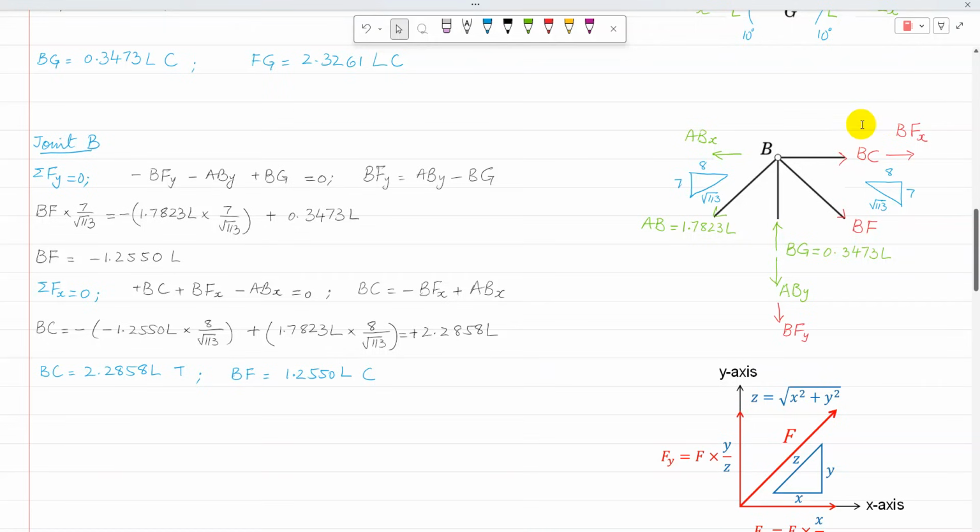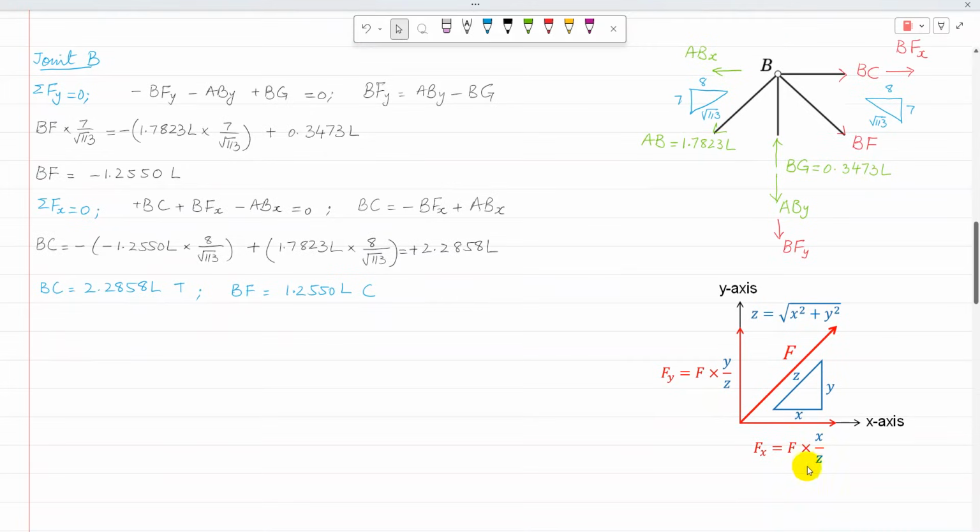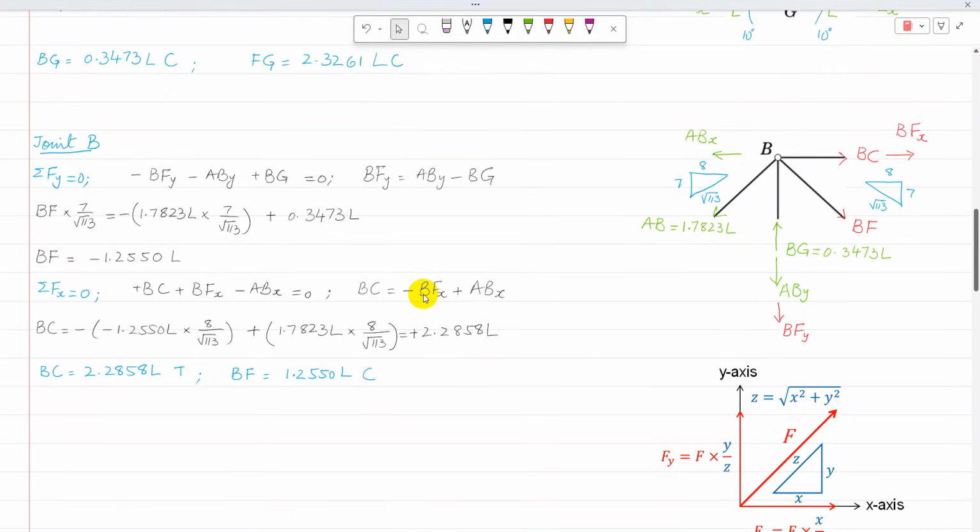Now sigma Fx equal to 0. So BC is positive, BFX is positive, and ABX is negative. So BC is equal to minus BFX plus ABX. Now to find the X component, it is force times the horizontal side over the diagonal or hypotenuse. So the horizontal side is 8. Then BF is minus 1.2550 and AB is 1.7823. By substituting the values and after simplifying, BC is plus 2.2858L.